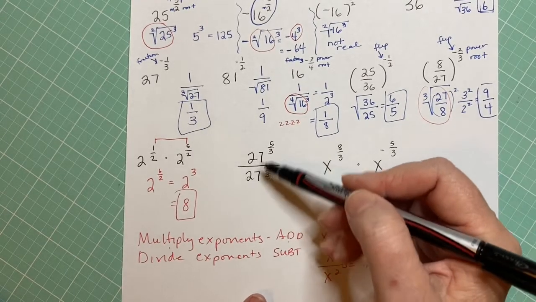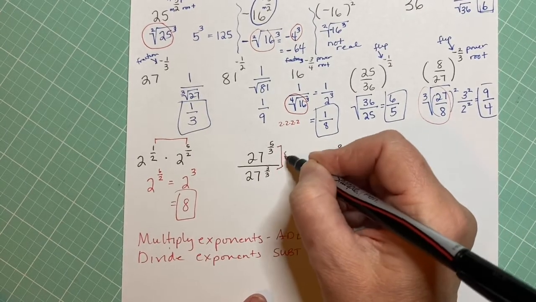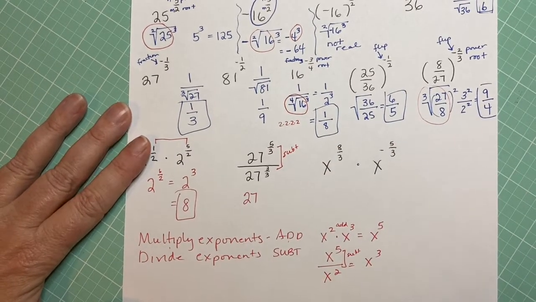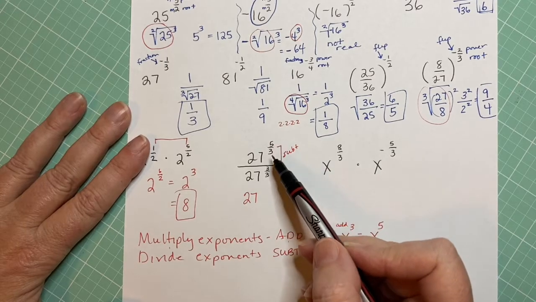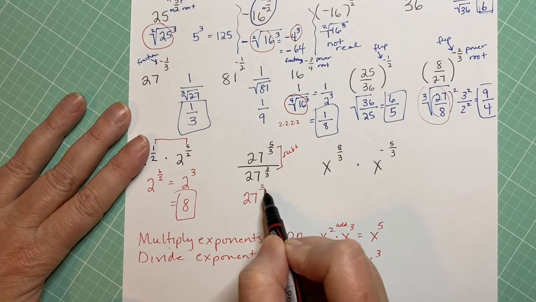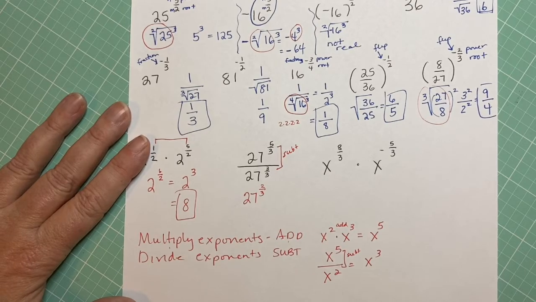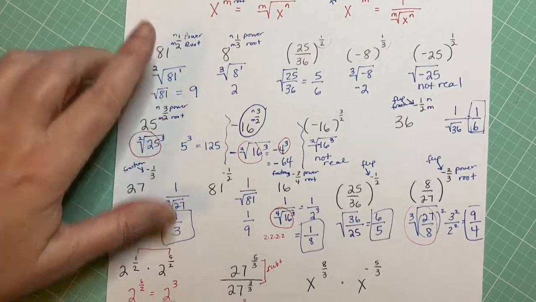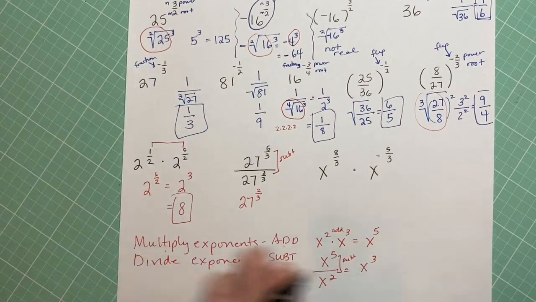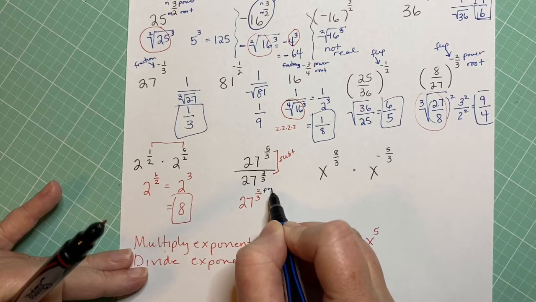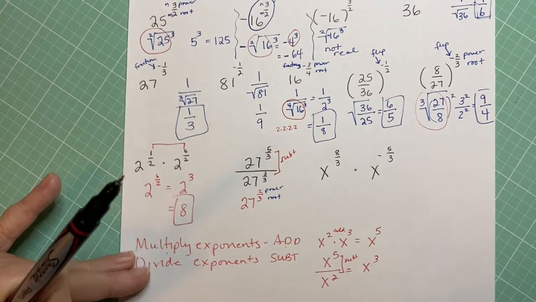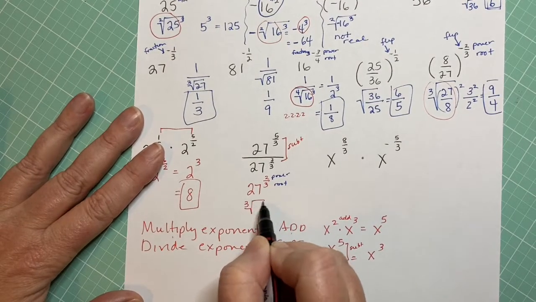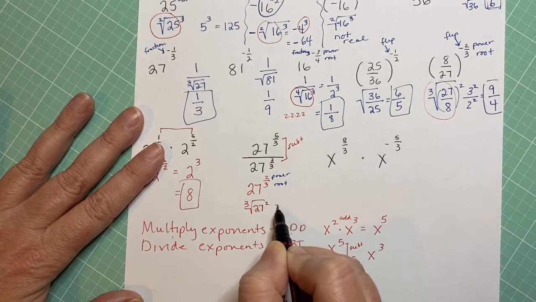This one, the bases are the same. So when you divide exponents, you really subtract them. So the 27 stays like it is. But now we're going to say 5/3 minus 3/3 is 2/3. Now we have to use the formulas that we learned today up here, that the top number is your power and the bottom number is your root. So this transforms to be the cube root of 27 to the second power.